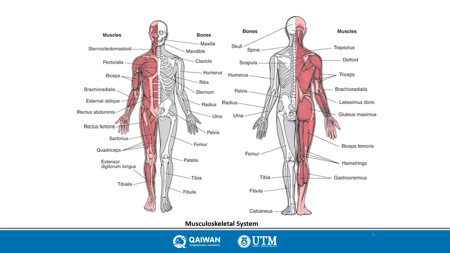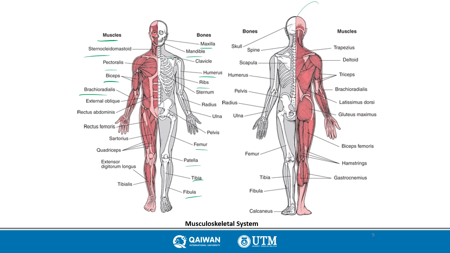This is the musculoskeletal system of the human body, the frontal view and posterior view. We have muscles, for example, sternocleidomastoid, pectoralis, biceps femoris, brachioradialis, and different muscles, and the bones of the skull, for example, we have maxilla, mandible, here the clavicle, humerus, ribs, femur, patella, tibia, fibula, etc.